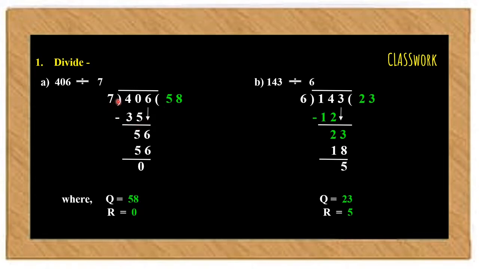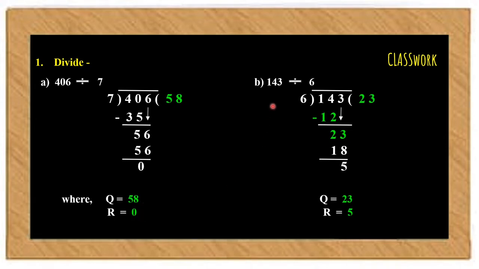On subtracting 40 and 35, we get 5. We bring down the 6 below to obtain the new dividend, which is 56. Now we know, children, 7 into 8 gives us 56. So we get the remainder as 0. The quotient in our sum, children, becomes 58 and the remainder becomes 0.